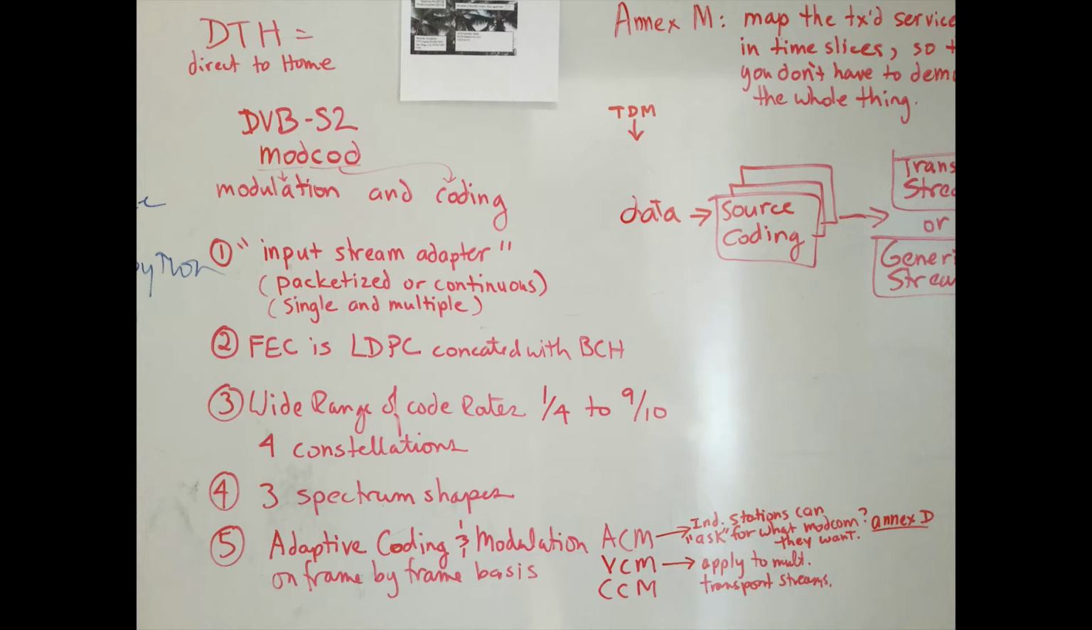3, we have a wide range of code rates. The code rate is expressed as a fraction. The top number is how many uncoded bits go in. The bottom number is how many coded bits come out. We have 4 constellations. This is the type of transformation from bits to things that we can actually transmit, symbols. We have great choices here, and DVB-S2X provides additional choices.